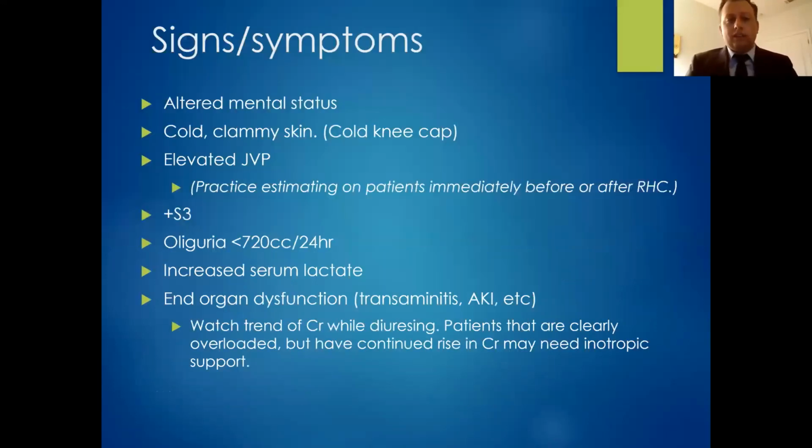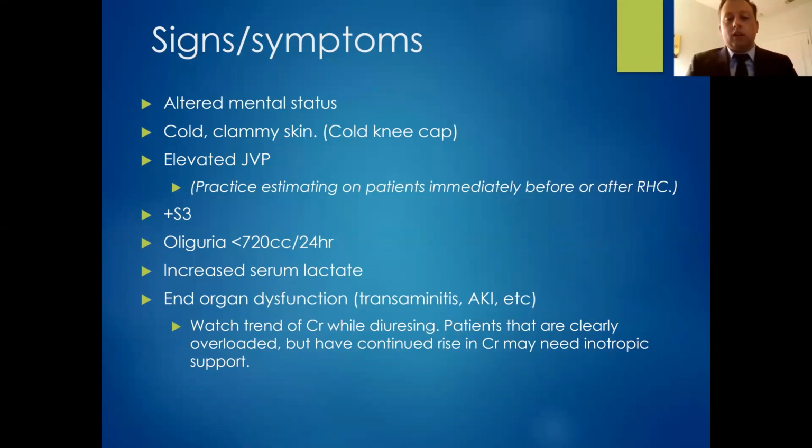So you look at the signs and symptoms. You don't really have the right heart cath to back you up with numbers at this point, but should the patient have an altered mental status, cool, clammy skin, particularly when feeling the kneecap with the back of your hand, an elevated JVP, an S3, oliguria, increased serum lactate, or end organ dysfunction, this would point you in the direction that this person may be in cardiogenic shock or heading that direction.